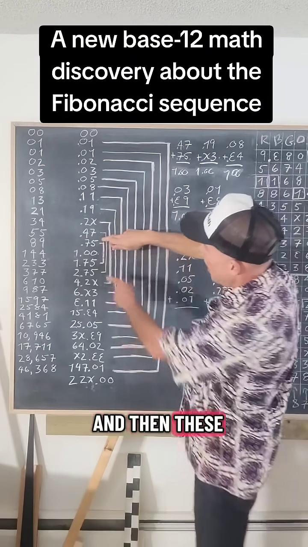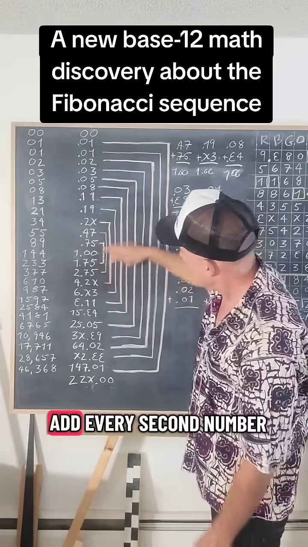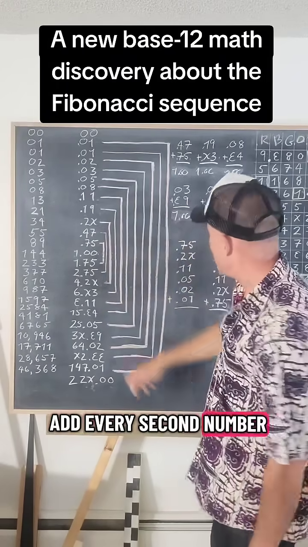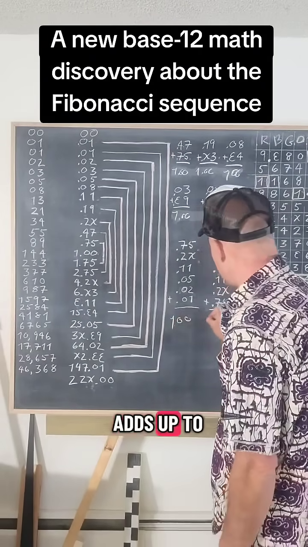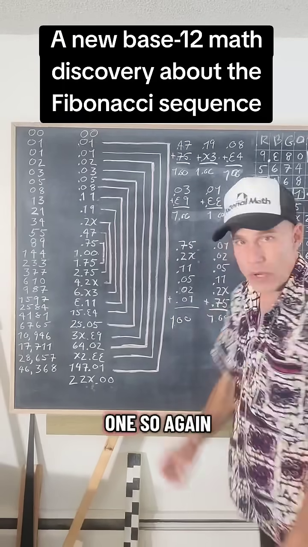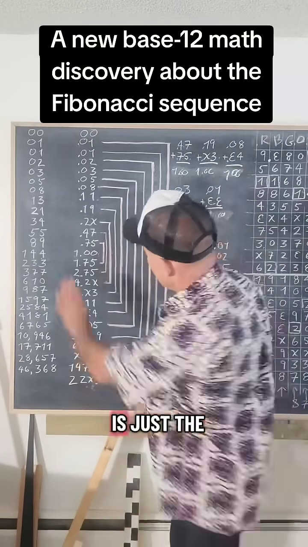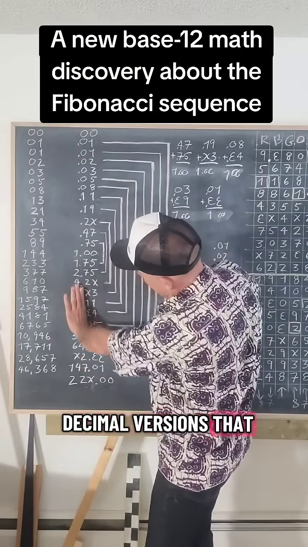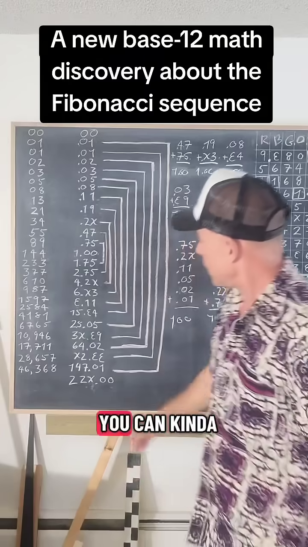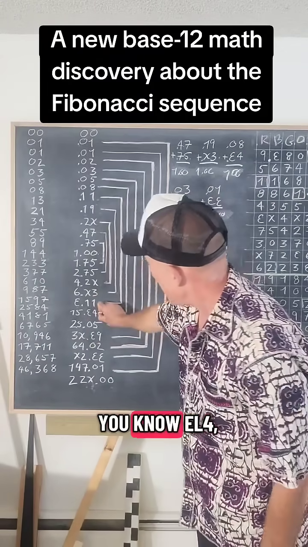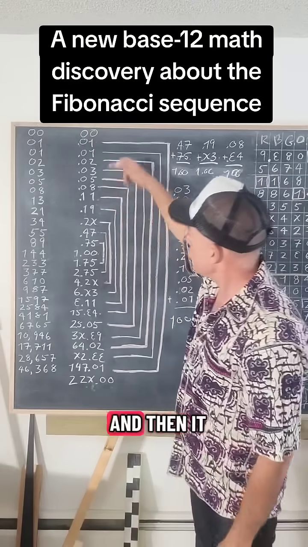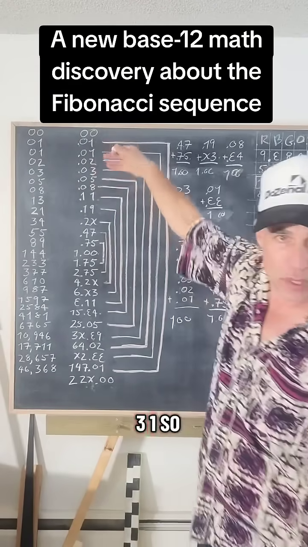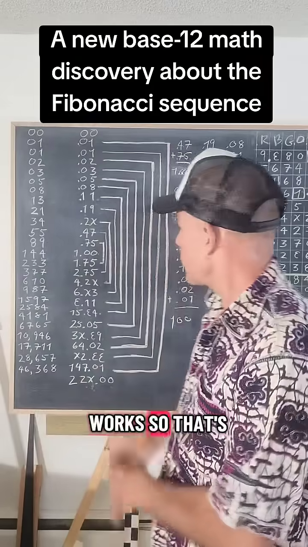And then these pairs of numbers, if you just add every second number, it's this pattern right here, and that also adds up to the length of 1. Again, these are just the decimal versions of those two numbers. You can see here it goes down 5, 3, 1. So that's how that works, and that's something I just discovered.